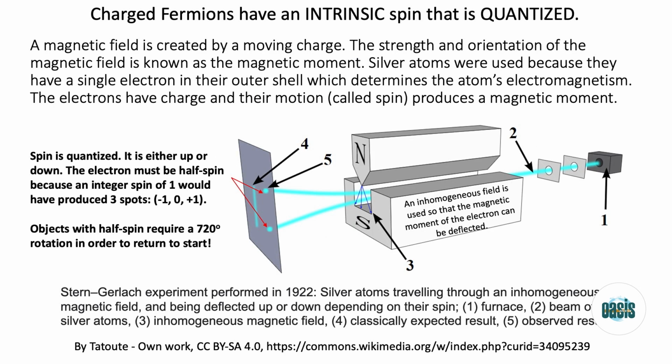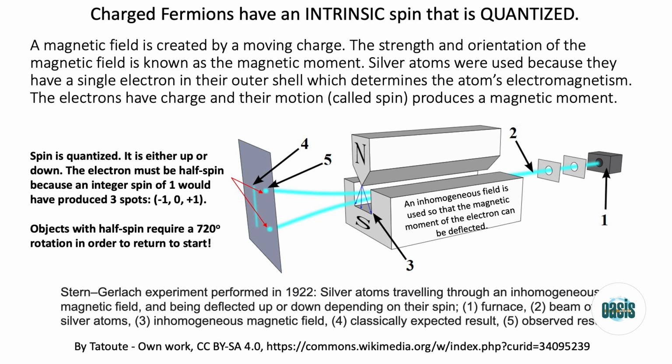So how do we know that there's spin? Well, there's this very famous experiment called the Stern-Gerlach experiment. What they did was take silver atoms and send a beam of silver atoms towards a detection plate. And why silver? Well, silver has 1 electron in its outer shell, and that determines its electromagnetic behavior. When they did this, they did not get the expected result of a smear of all positions of the electron spin. They saw only up and only down.